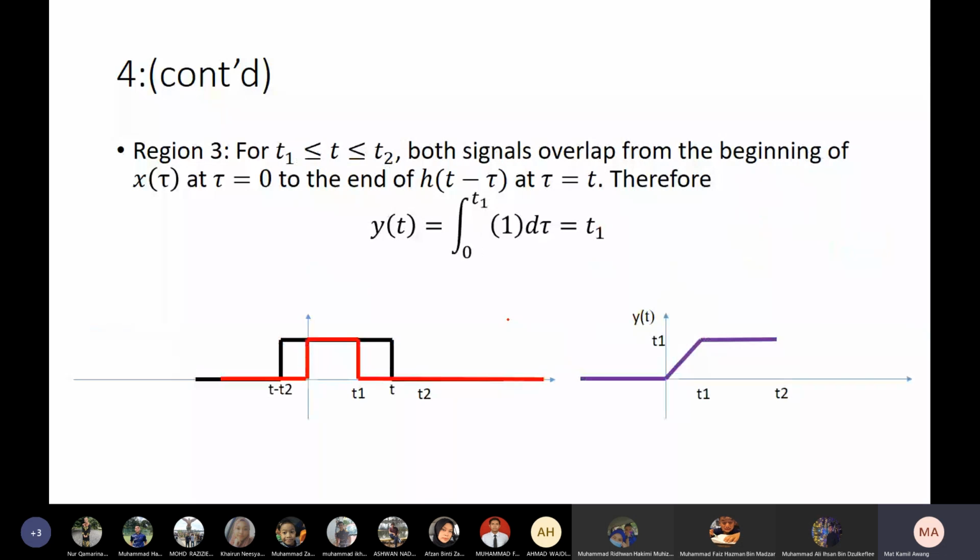Region number 3, when this type happens. So for t in between t1 and t2, right? Basically from this to this. What happens is that it's always full, right? So it's constant. From 0 to t1, t is equal to t1. So it's always t1, right?